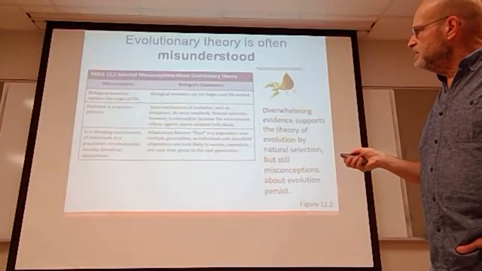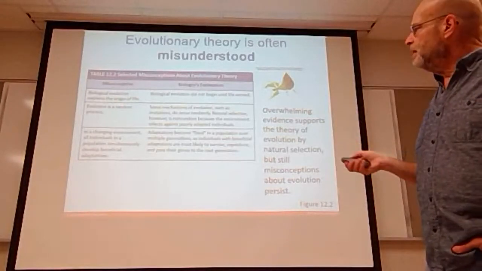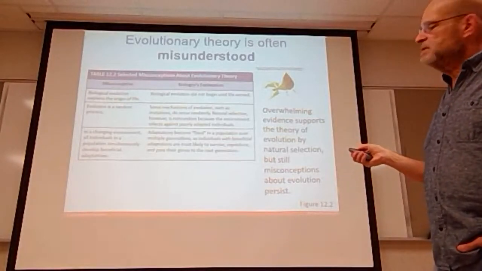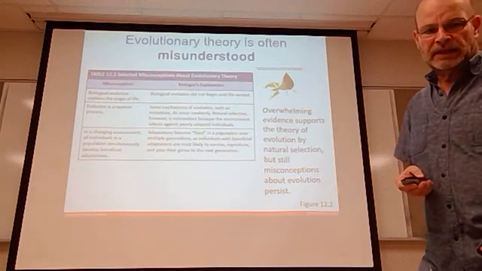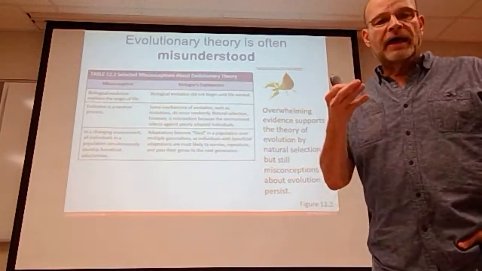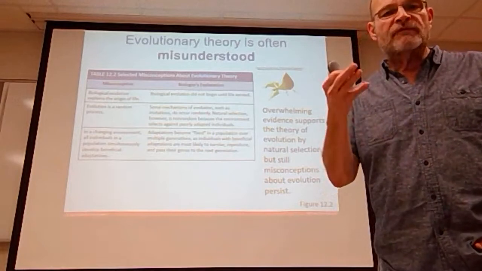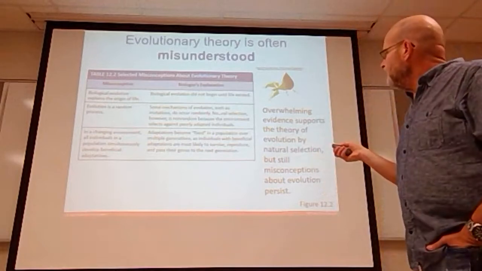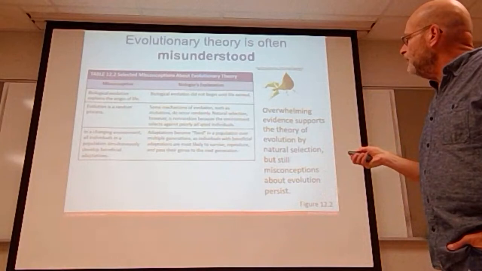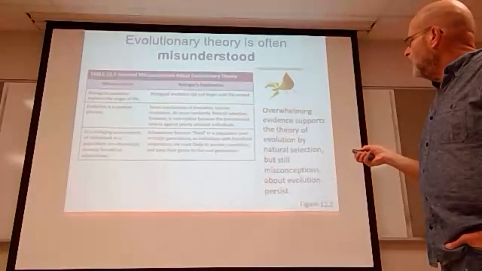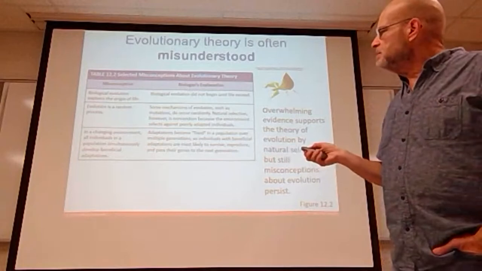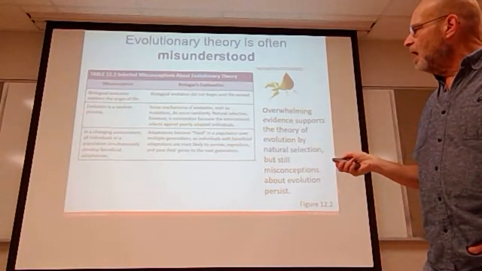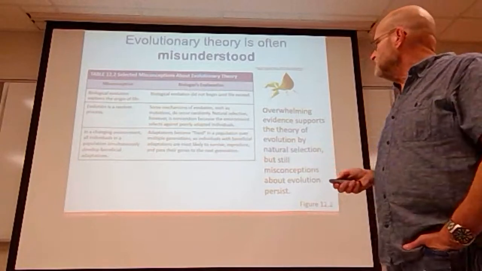Another misconception, evolution is a random process. No, there are certain mechanisms that make evolution happen. Mutations, they don't occur randomly. They occur in a very orderly fashion. Natural selection, however, is non-random because the environment selects against poorly adapted individuals. So evolution is not a random process.